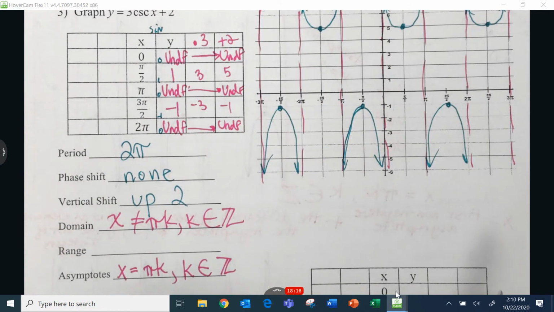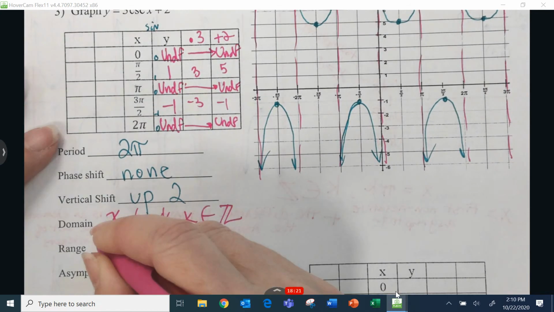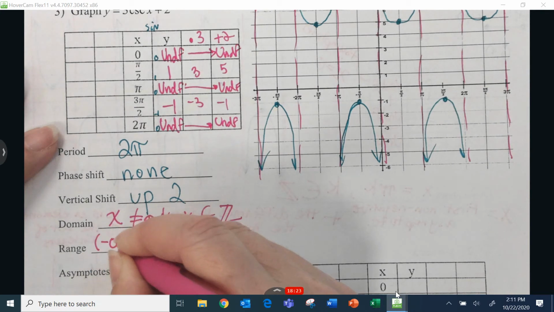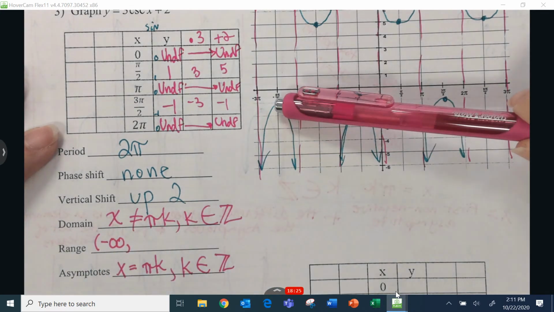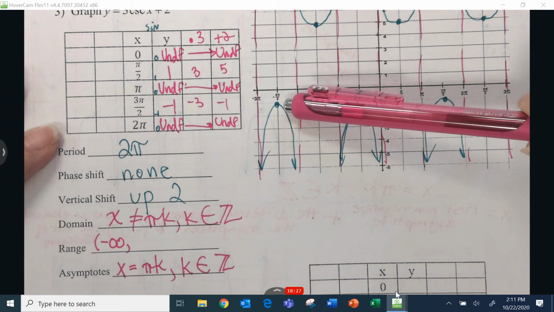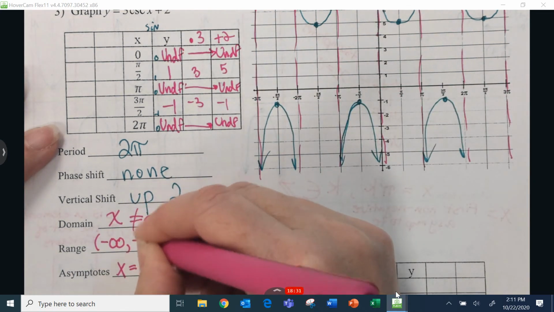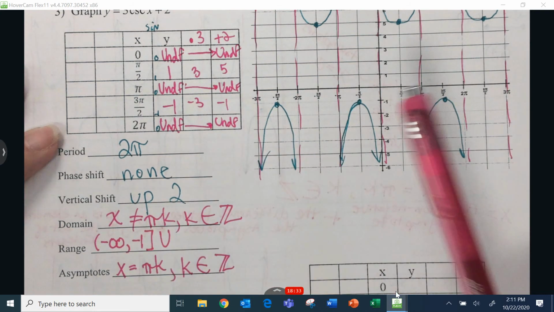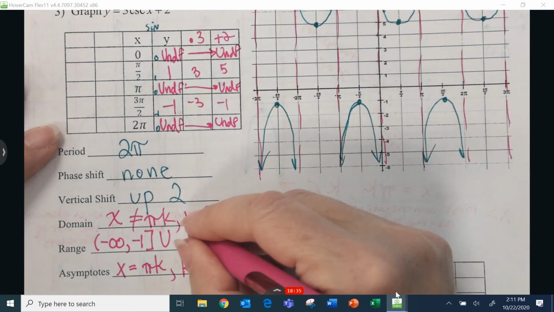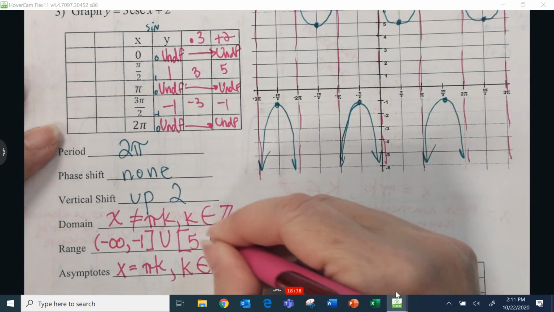So I am going to write this in interval notation. I'm going to start with negative infinity, and it's going to go all the way up to -1, where it stops. It does equal -1, so that'll be a bracket. Union, and then we start again all the way up at 5 with a bracket, and it goes to positive infinity.